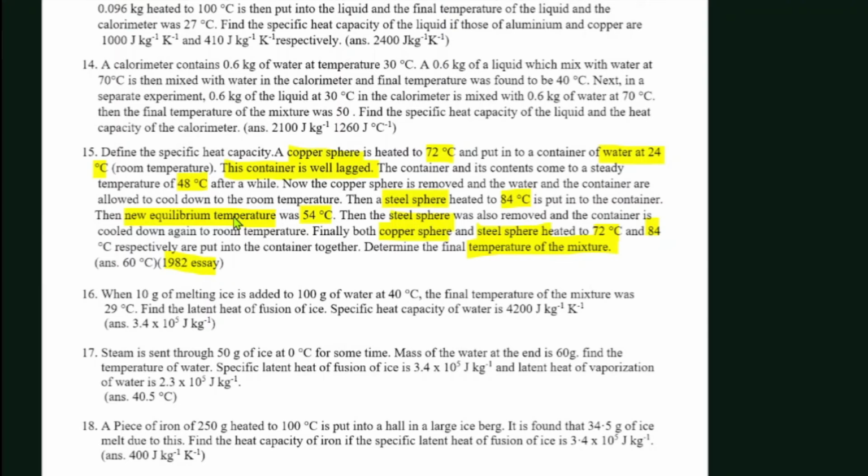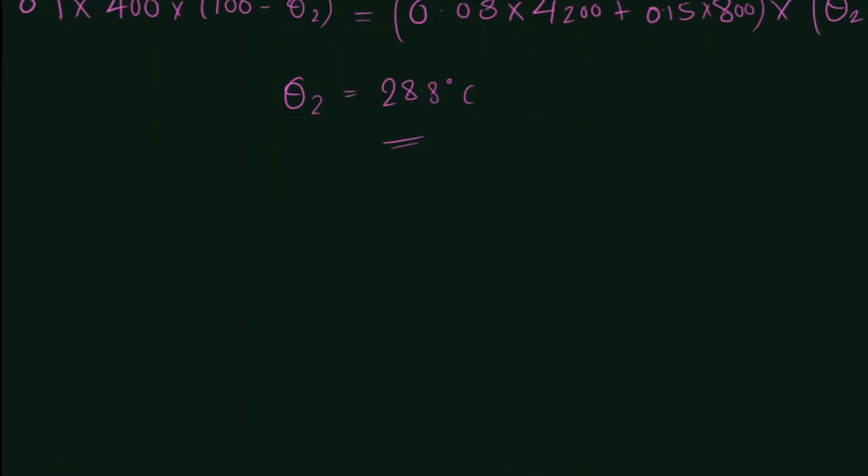So in that case, we will have to maybe find the specific heat capacity of steel and copper and then substitute in the final. Let's see. So this kind of a question, read well first of all, right? And then let's try to put it into a figure. In that case, it will be easy, I guess, right?